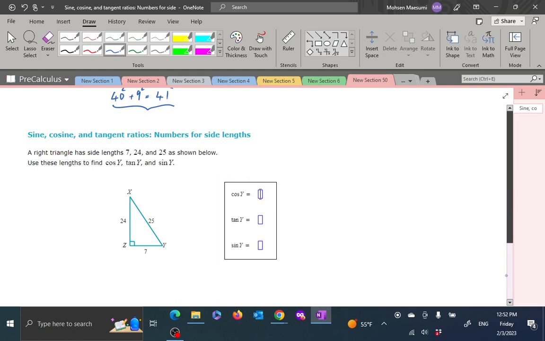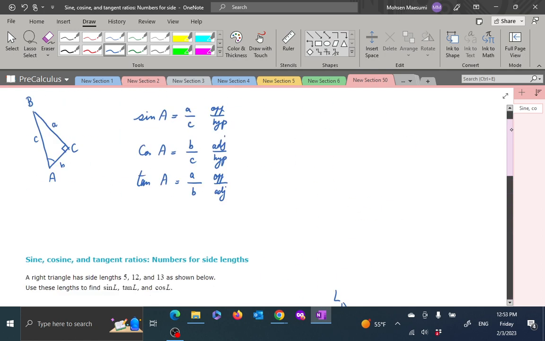7, 24, 25, and this time the angle of interest is here. So what's cosine? Cosine will be, of course, the adjacent of y over hypotenuse. Tangent will be opposite of y over adjacent, and sine will be opposite of y over hypotenuse, and so on.